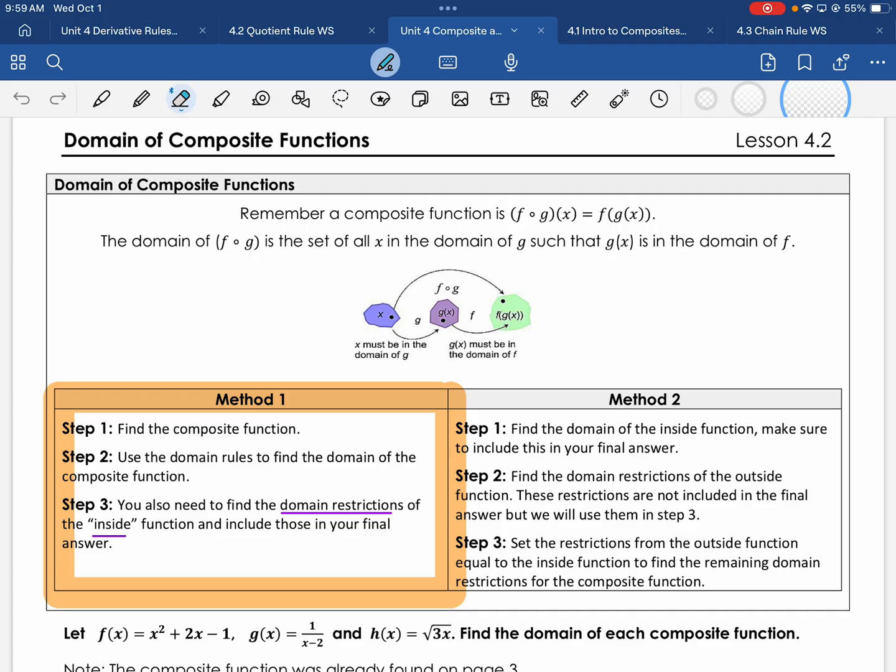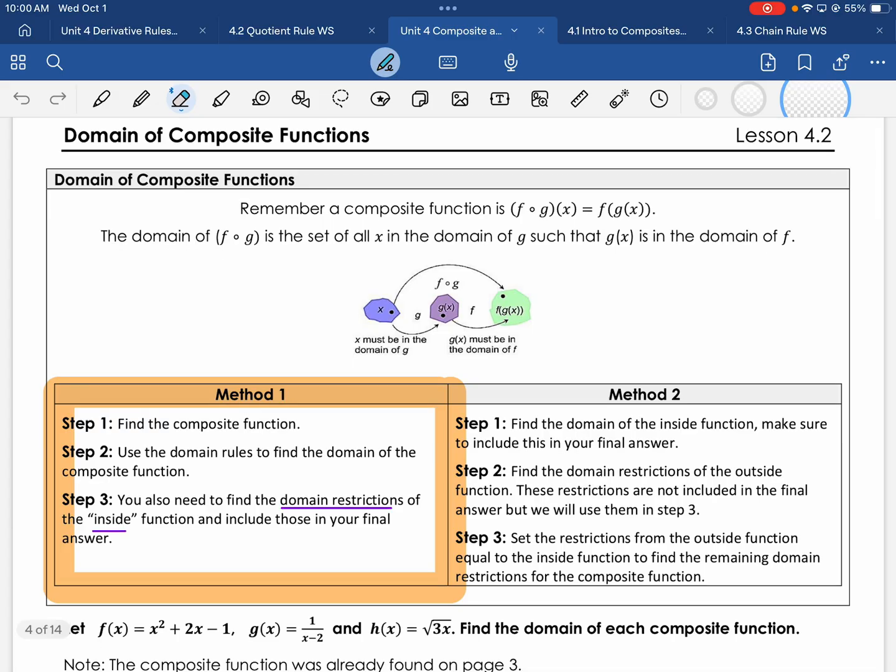All right, so step 1, find the composite function. That's what we did yesterday. Step 2, we're going to use the domain rules to find the domain of the composite function. That's what we did at the very beginning of the year. Step 3, you also have to check the inside function, to include those in your final answer.